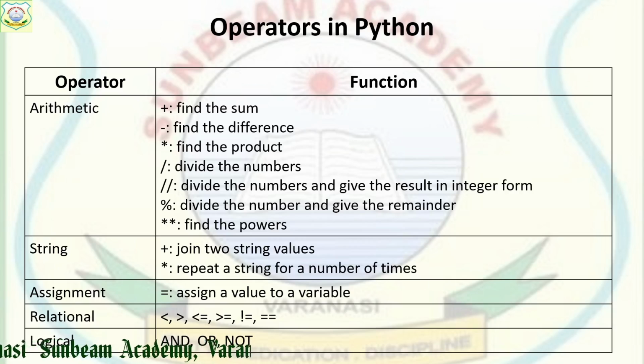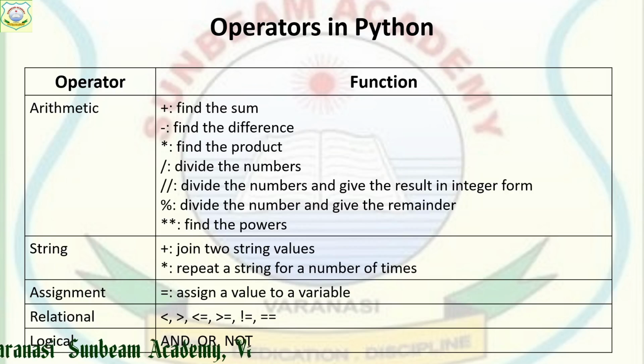While the percentage sign divides the number, the remainder it gives is shown with the help of the percentage sign. If we use the double multiply sign, that means find the power. Suppose I have written 2, then the double multiply sign, then 3, meaning 2 to the power 3. 2 has to be multiplied 3 times, right?